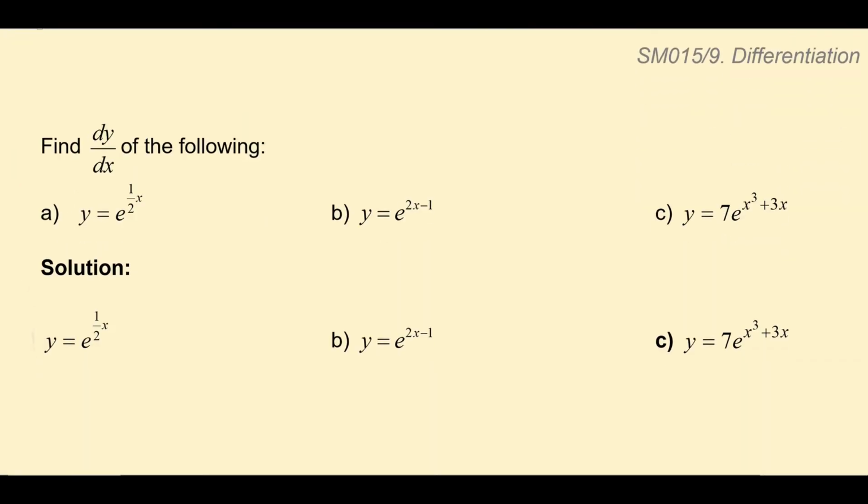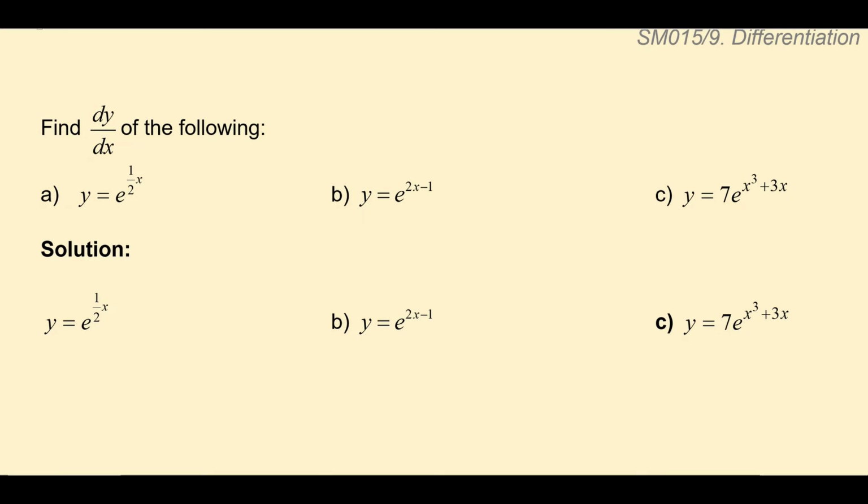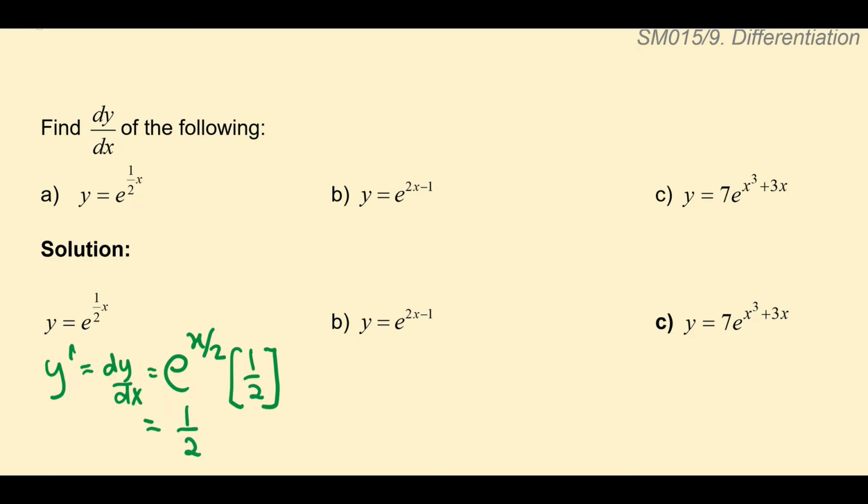Take a look at the first example. If y equals e to the power of x over 2, so y' or dy/dx is given as e to the power of x over 2. Then differentiate x over 2. The answer is 1 over 2. I will bring 1 over 2 in front: half of e to the power of x over 2.